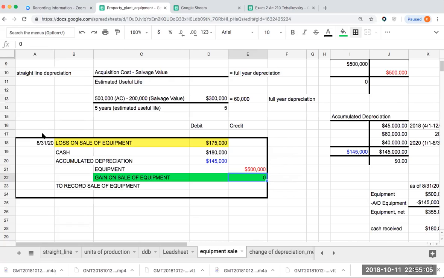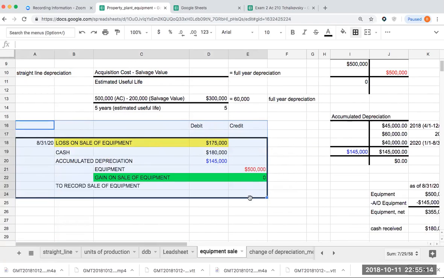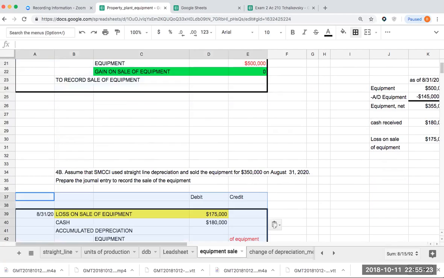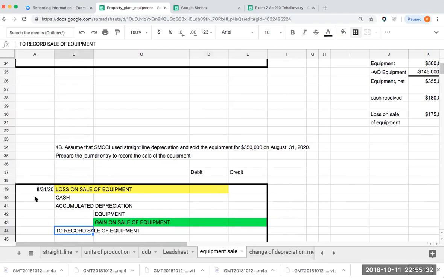So let's go through and do the same thing with Sahara's Mom Class Call Inc., which is making class calls to all accounting classes in the greater Orange area. So we're going to bring this down here. Now we're going to change this scenario. But we have here the same journal entry. So assume Sahara's Mom Class Call Inc. used straight line and sold the equipment for $350 cash on August 31st, 2020. Prepare the journal entry to record the sale of equipment.